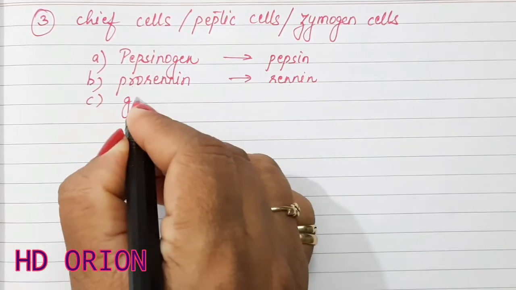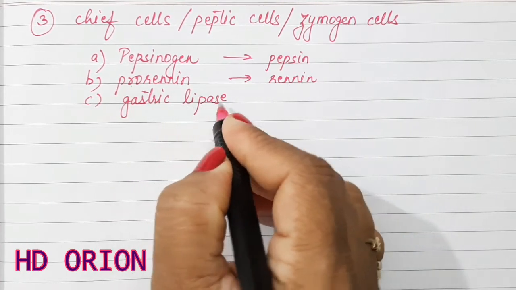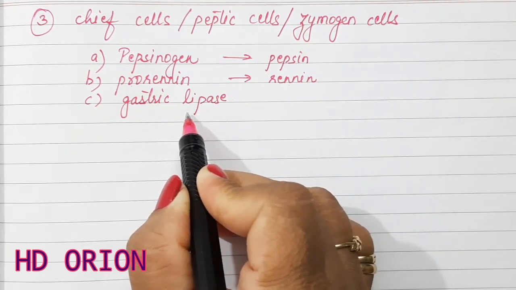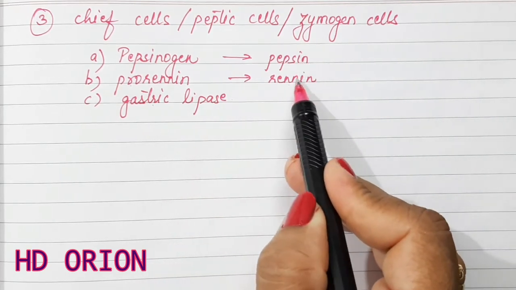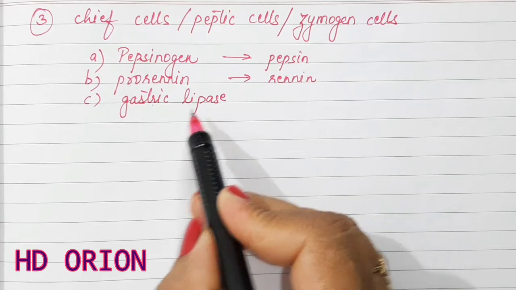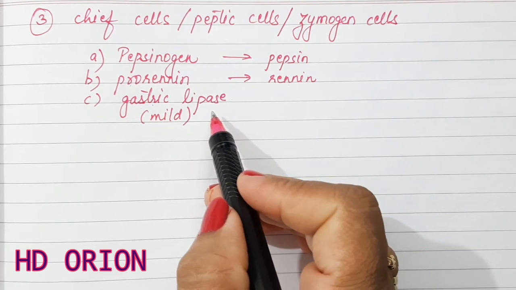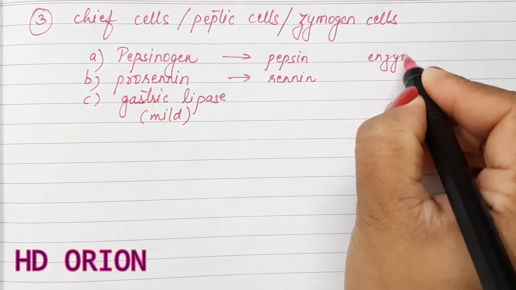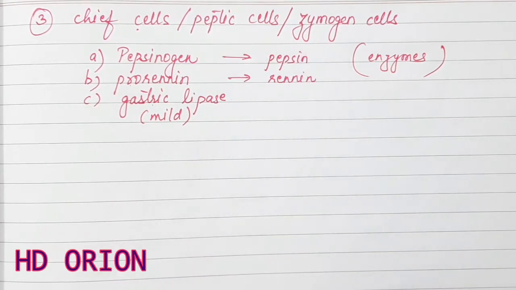And the third one is gastric lipase. Lipase is actually a fat digesting enzyme. However, there is not much fat digestion taking place in the stomach because of the high acidic content. The gastric lipase action becomes very less. So the maximum digestion that takes place in the stomach is that of protein. The fat digestion does not take place in the stomach. The action is mild. It is produced, but then it is suppressed and does not act much. But the three secretions are done, and all these are enzymes. So the enzymes are secreted by the chief cells or the peptic cells, also known as the zymogen cells.